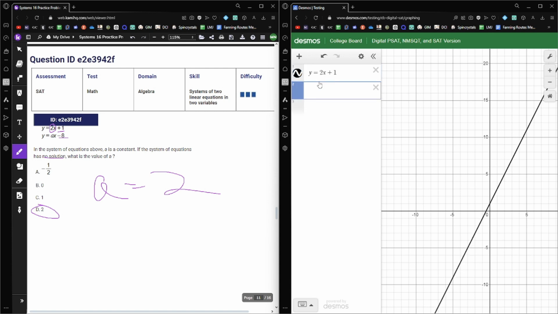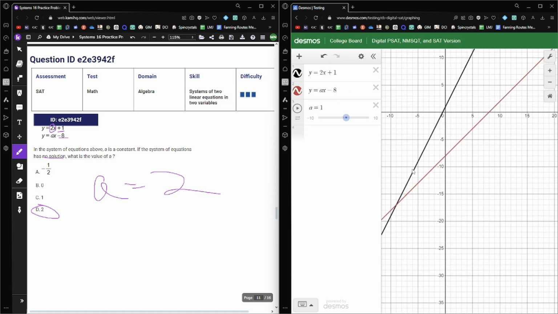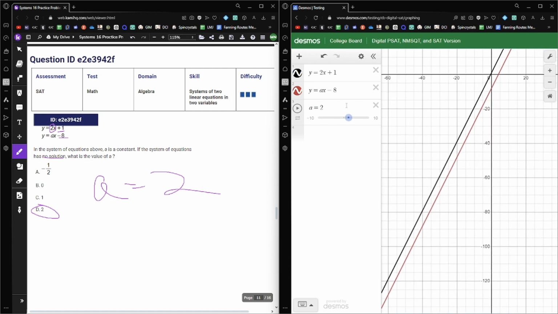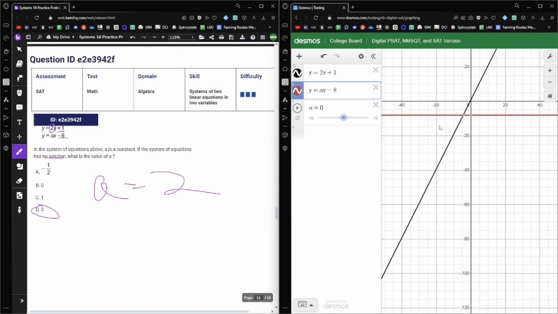Just for funsies though, I'm gonna put it in Desmos just because I'm a little Desmos crutch, right? Alright, so a equals 2, and you can see that it is parallel. I'm gonna try one above and one below. So a equals 1, it does intersect. And a equals 0, it also intersects. So dang, you didn't even need to put that in Desmos again.